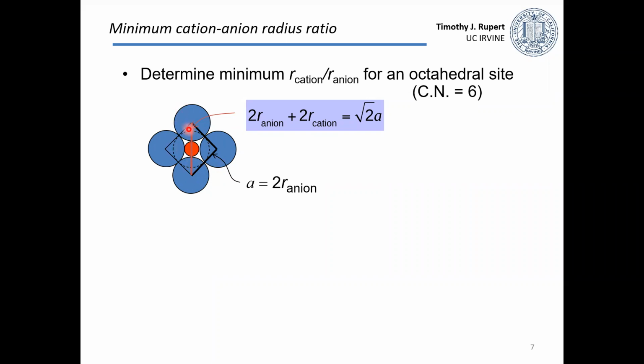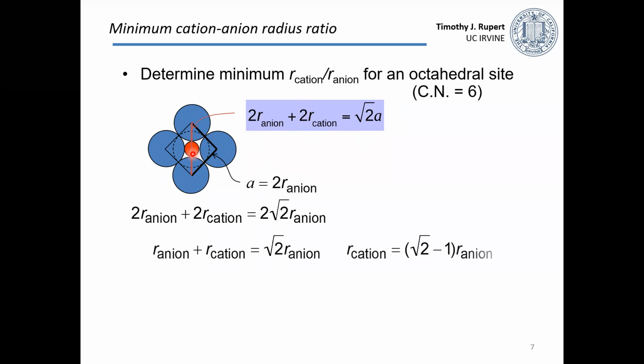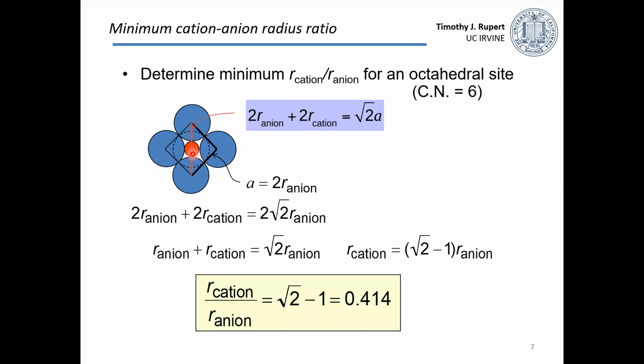So we can think about what that would be, and we can acknowledge that 2 times that radius would have to be equal to the square root of 2 times a, where a is the side length. We're just doing some geometry, noticing that it's a right triangle. We know the length of this side a, and we're trying to calculate what that side is. So we can plug in the fact that that's 2 times the radius of the anion, go through and solve, skip to the end.